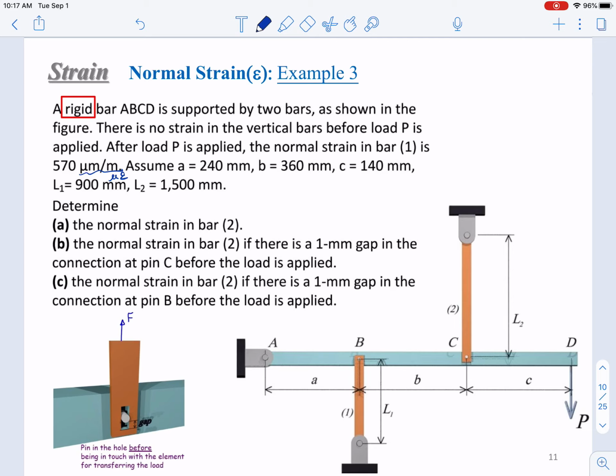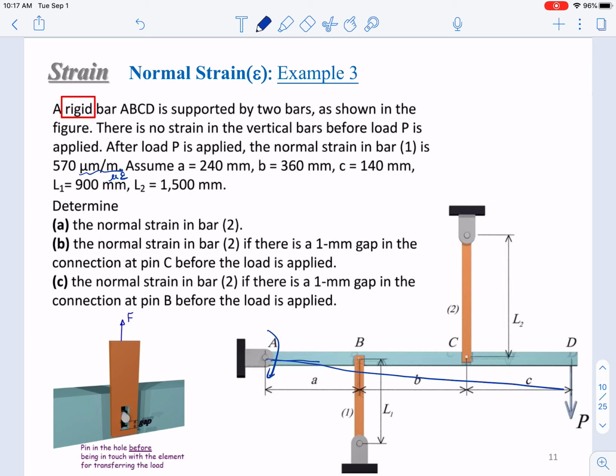It always keeps straight. But in this case, since it's pinned to point A, when you add a P at point D, this rigid bar ABCD can only be rotated about point A. So this will be rotated to a position like this. So this is what the condition of rigid means.